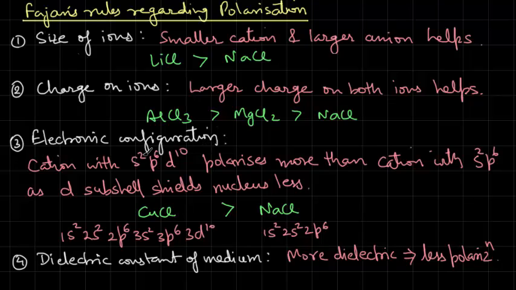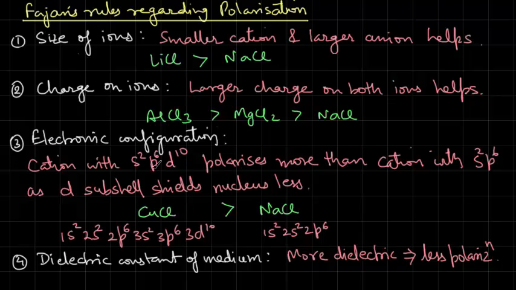Electronic configuration. A cation with s2p6d10 polarizes more than a cation with s2p6, as the d subshell shields the nucleus less. We already studied in atomic structure that the electrons of the d orbitals are not that close to the nucleus, so they do a poor job of shielding the outermost electrons. So the cation in that case will be able to attract the other electrons more if the outermost shell is d.